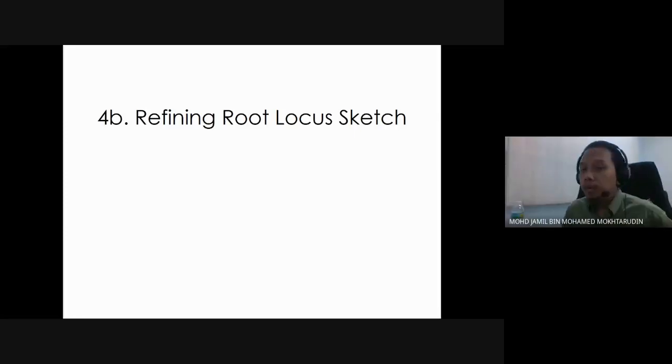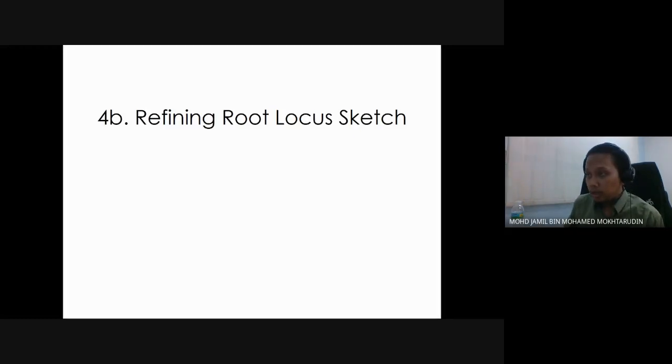Okay, so for today's lecture, before that, yesterday we learned some basics, or an introduction, to root locus. So for today, we will learn more about how to sketch root locus by using several rules provided in this lecture.